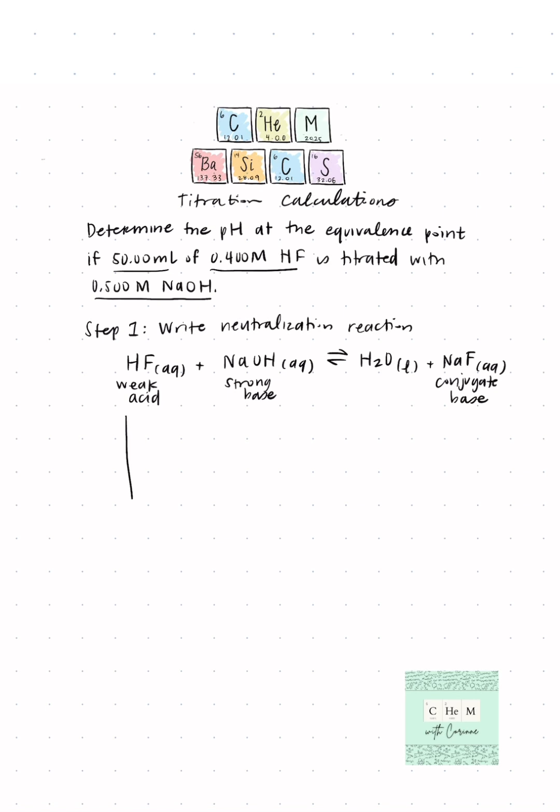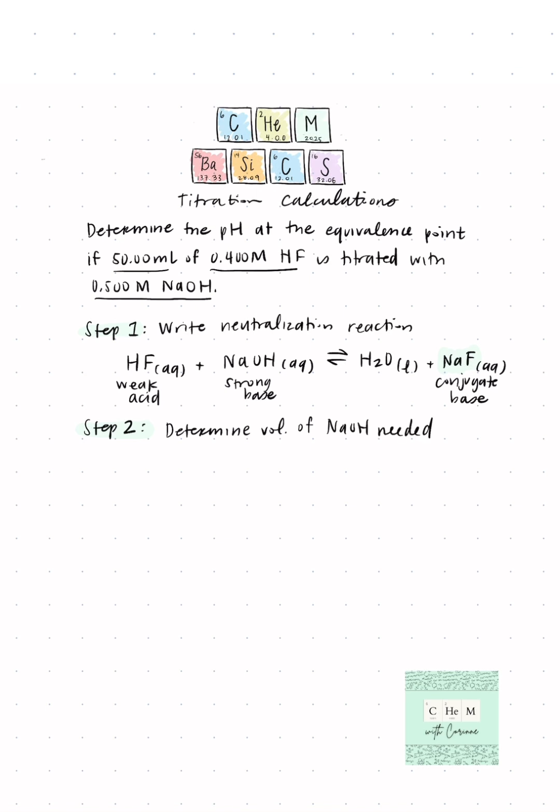Why is that conjugate base so important? Because at the equivalence point, we have equal moles of our acid and our base. What does that mean? We have our conjugate base in solution, and that is what is going to determine our pH. So now we need to determine the volume of sodium hydroxide needed to reach the equivalence point where we have equal moles of acid and base.